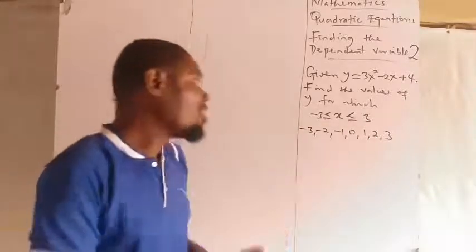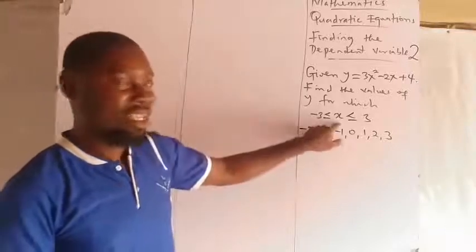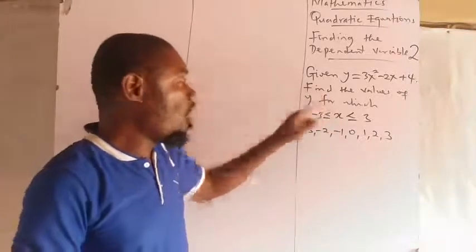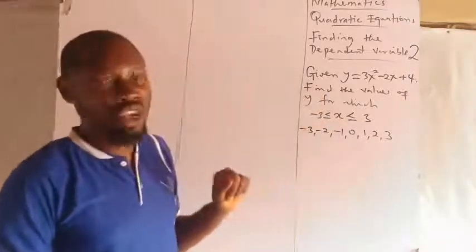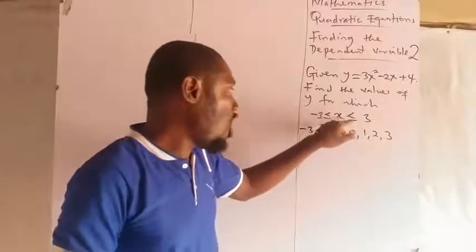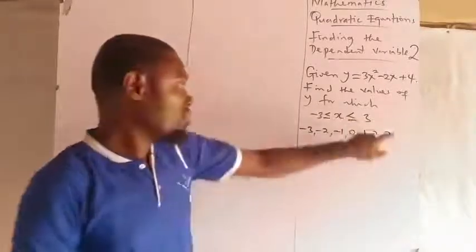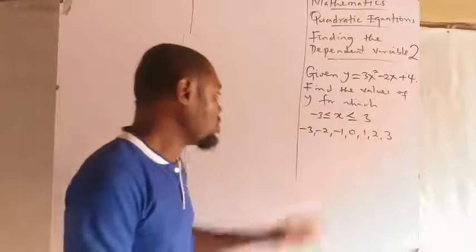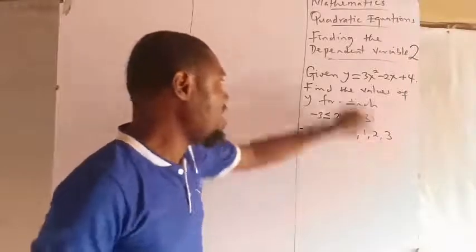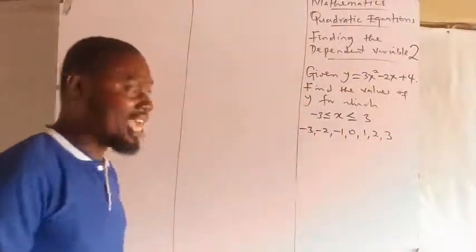They are part of the numbers of x because x is greater than or equal to minus 3, and x is less than or equal to 3. So it will stop at 3. Now let us use these numbers here, these changes here, to help us get our dependent variable.